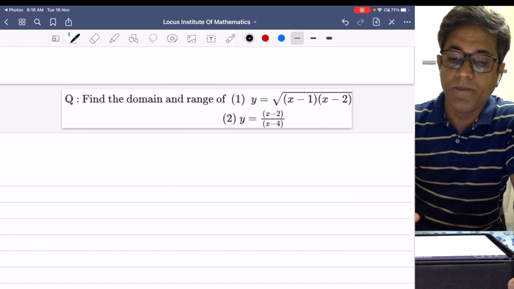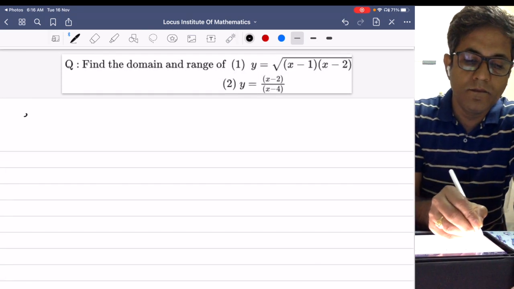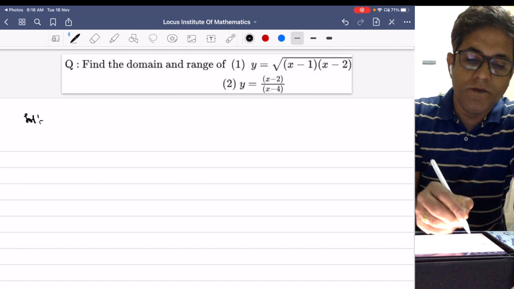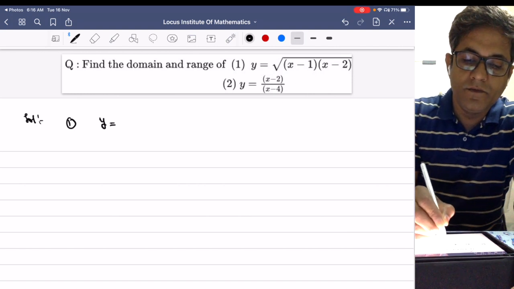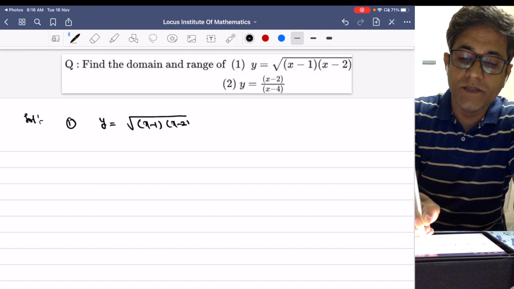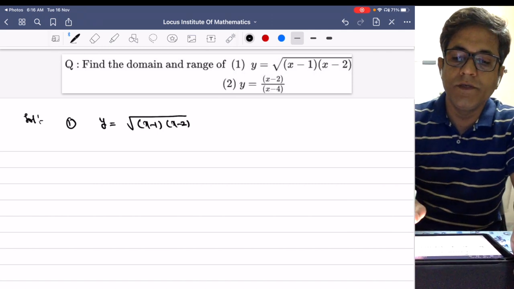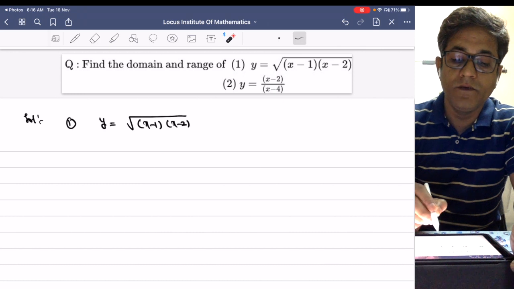First one is solution. First question number 1. So that is y is equal to square root of (x minus 1) into (x minus 2). So to solve this question, to find the domain, first we will find the domain.